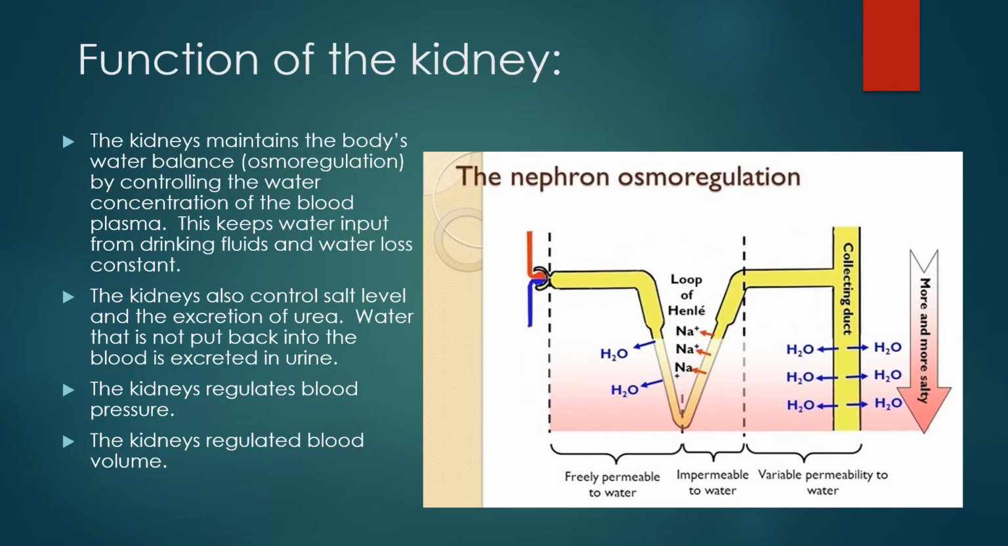So, functions of the kidney. What on earth is their purpose? They maintain our body's water balance, so osmoregulation, by controlling the water concentration of the blood plasma. This keeps the water input from drinking fluids and water loss constant. We don't want to fill up with water and not be able to get rid of it. It also controls the salt levels and the excretion of urea. Regulates blood pressure, and also blood volume.